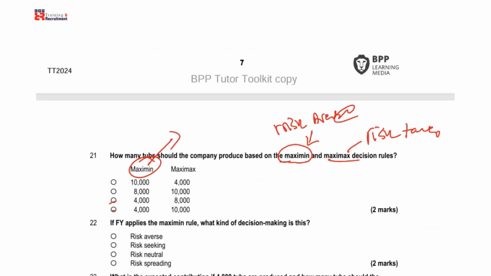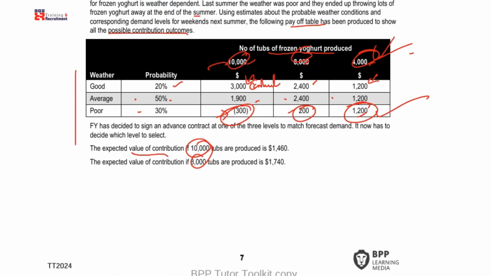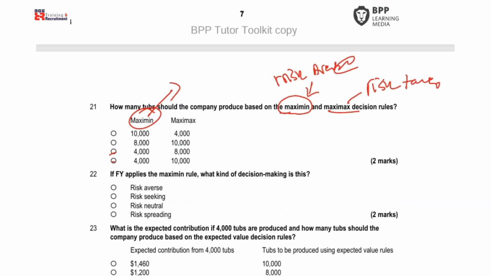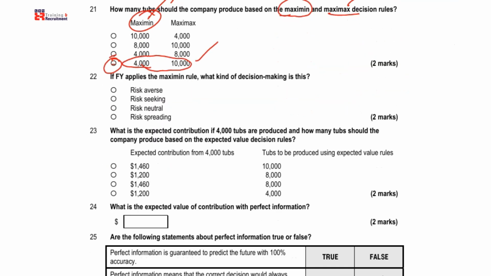And maximizing the maximum contribution, you choose the best of the best, don't you? Which is basically the top one. 3,000, 2,400 and 1,200. So out of these, which one is the highest one? 3,000, right? 3,000 is the maximum. And maximizing the maximum contribution, 3,000. So 10,000 units if you sell it. So I would choose this as my answer. Right? Maximin 4,000, Maximax 10,000.